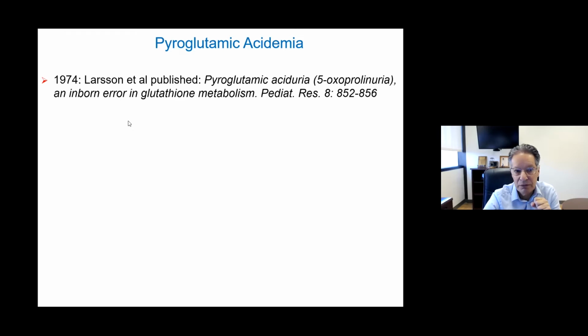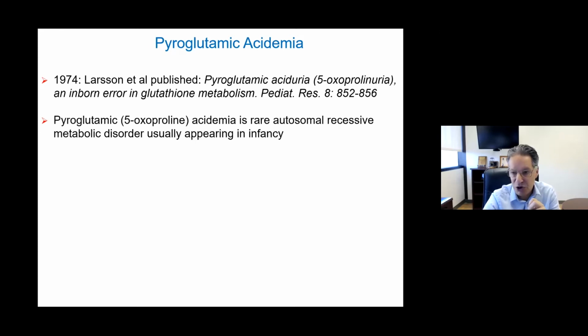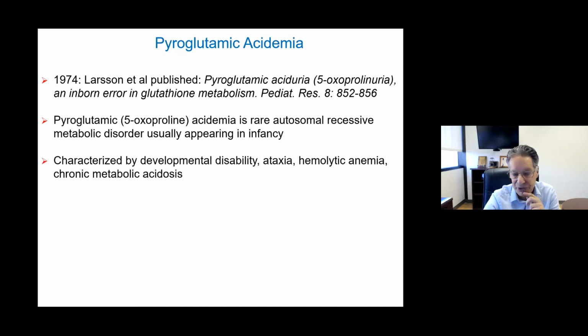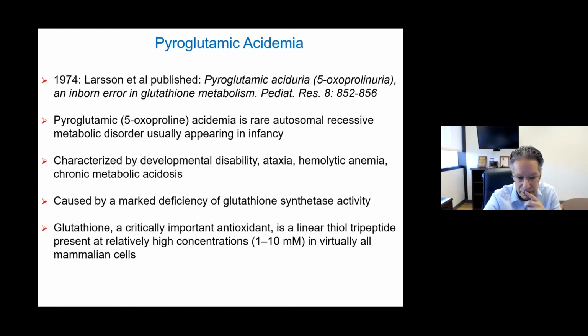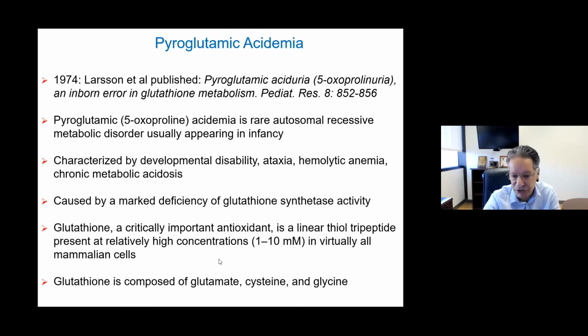Well, in 1974, Larsson published a paper called Pyroglutamic Aciduria as an inborn error of glutathione metabolism in a child. It's a rare autosomal recessive metabolic disorder, usually appearing in infancy. It's characterized by disability, ataxia, hemolytic anemia, and chronic metabolic acidosis. And it's caused by a marked deficiency of glutathione synthetase activity. Glutathione, remember, is a critically important antioxidant, and it's made of 3 amino acids. It's a linear thiol tripeptide, and it's present at pretty high concentrations in almost all mammalian cells. It's composed of glutamate, cysteine, and glycine.